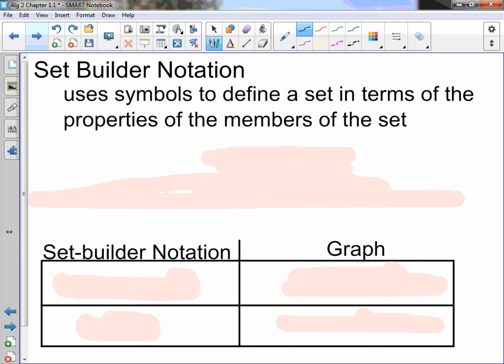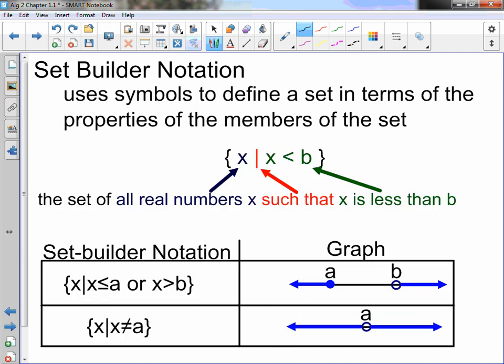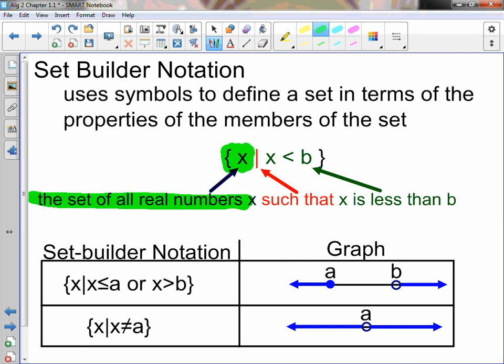Okay. Now we're going to talk about set builder notation. We did a little bit of this yesterday, so we're looking at a little bit more today. So set builder notation uses symbols to define a set of terms, in terms of the properties of the members of the set. So this here, the set of all real numbers x. That bracket x is saying the set of all real numbers x.